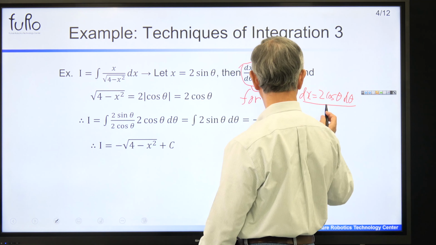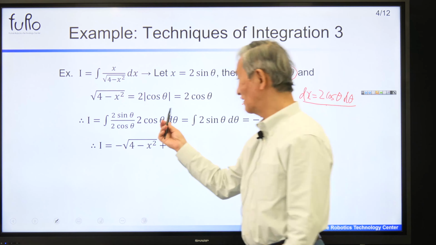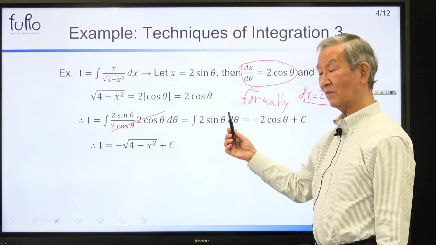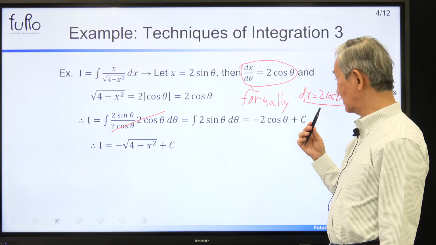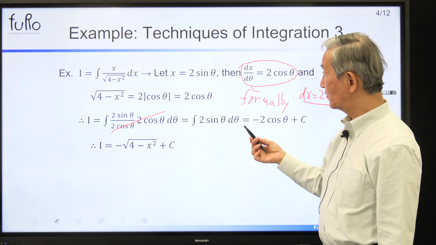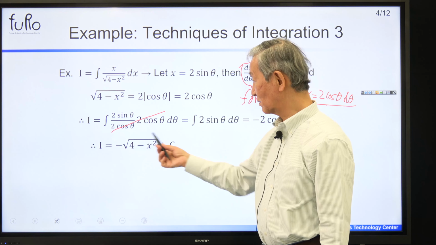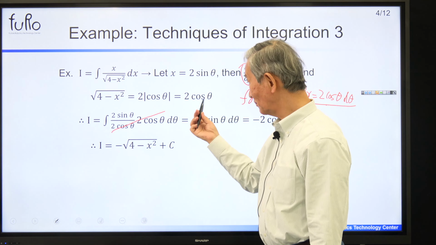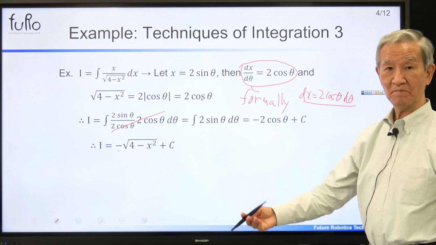So you substitute that into this dx here, then you get this. Aha! Wow. 2 cosine theta cancels out. You have only 2 sine theta d theta. So that's negative 2 cosine theta plus c. And what was cosine theta? If x is equal to 2 sine theta, cosine theta is the square root of 4 minus x squared, right? So that's negative the square root of 4 minus x squared, and that's it.